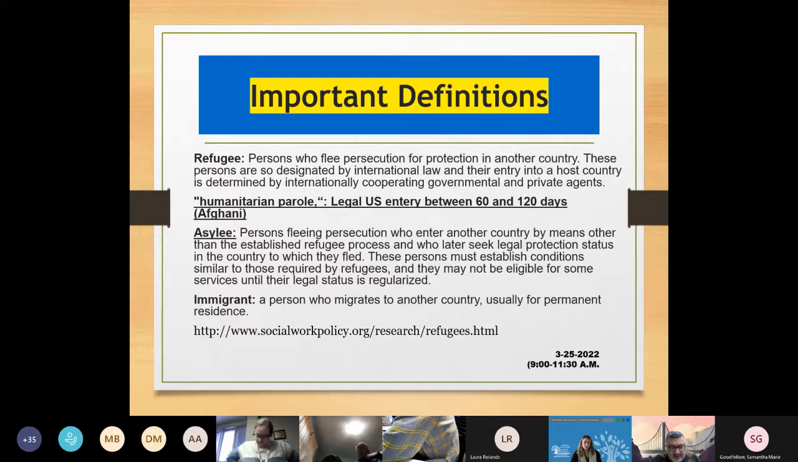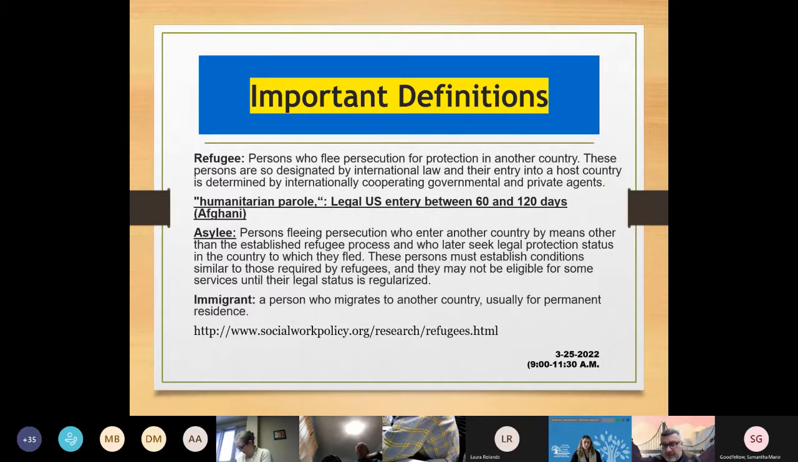What are the Afghanis? Afghanis are humanitarian parolees. They're legally in the U.S. They can enter the U.S. between 60 to 120 days, and they can stay here, and they provide them as much help, just like the refugees. An asylee, on the other hand, is a person fleeing persecution who enters another country by means other than the established refugee process and who later seeks legal protection status in the country to which they fled.